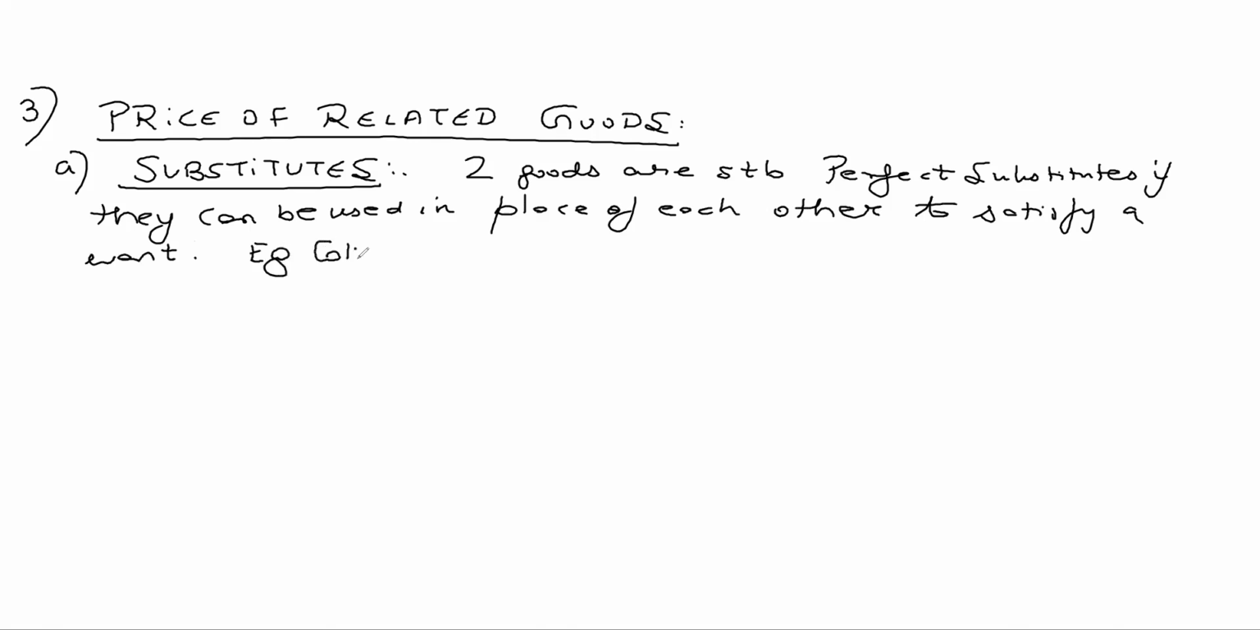Example, Coke and Pepsi, they are perfect substitutes. Tea and coffee, they are perfect substitutes. These are some of the examples which you have even done in your high school. So two goods are said to be perfect substitutes if I can use them in place of each other to satisfy my want.